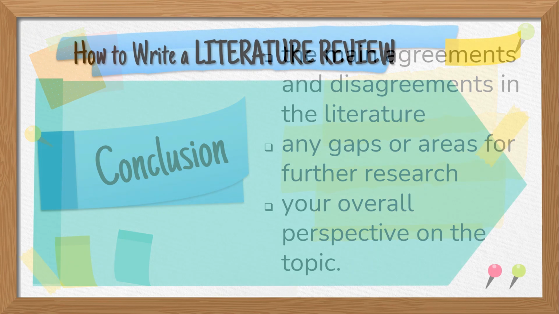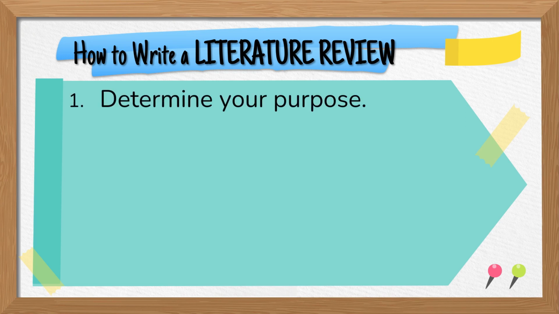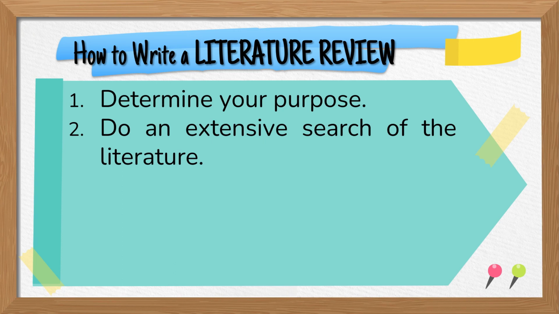How are you going to write a literature review? First, you have to determine your purpose. Work out what you need to address in the literature review. What are you being asked to do in your literature review? What are you searching the literature to discover? Check your assignment question and your criteria sheet to know what to focus on. Next, do an extensive search of the literature. Find out what has been written on the topic.